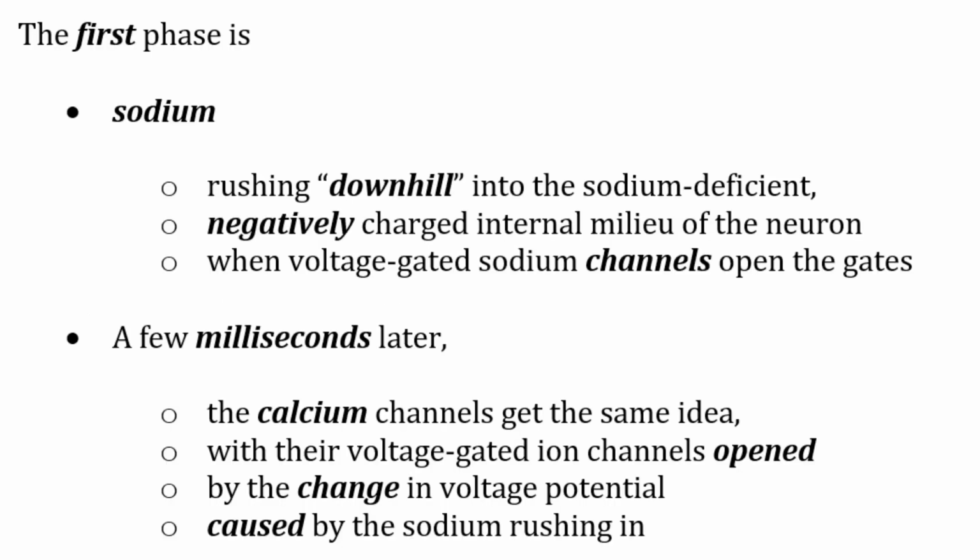The first phase is sodium rushing downhill into the sodium deficient, negatively charged internal milieu of the neuron, when voltage sensitive sodium channels open the gates. Now, a few milliseconds later, the calcium channels also get the same idea, with their voltage gated ion channels opened by the change in voltage potential caused by the sodium rushing in.